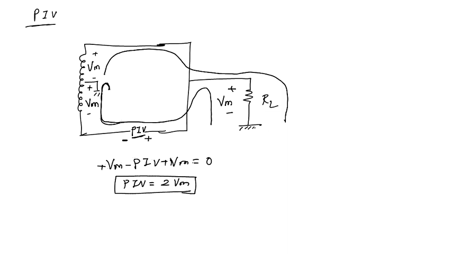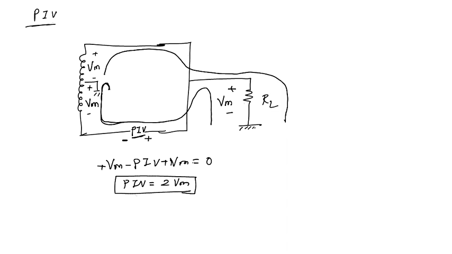The peak inverse voltage, that is the maximum voltage that appears across the diode when it is reverse biased in a full wave center tapped rectifier, is twice Vm, meaning twice the maximum value of the input voltage. So it is twice that of the half wave rectifier, which is the biggest disadvantage of this center tapped full wave rectifier.